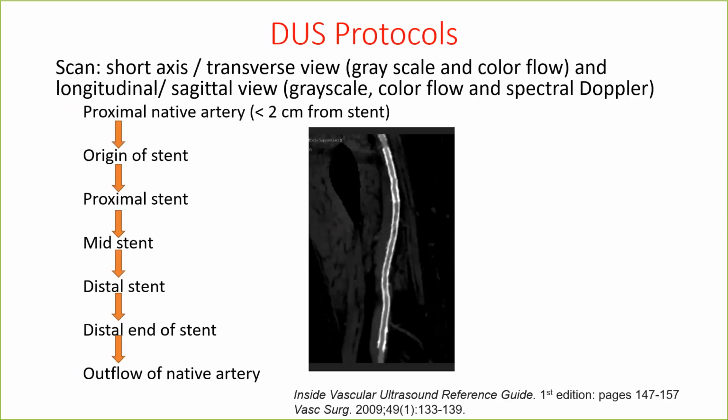Now, when you do a duplex ultrasound for stent evaluations, we use a limited specific protocol. We assess with the short axis or transverse view, where you do grayscale and color flow, and then you assess the longitudinal or sagittal view, where you use all three: grayscale, color, and spectral Doppler. You start out with assessing the proximal native artery within 2 centimeters of the stent, then you look at the stent edge origin, then the proximal stent, the mid stent, the distal stent, and then the distal stent edge, and finally the outflow of this native artery within 2 centimeters of the stent.